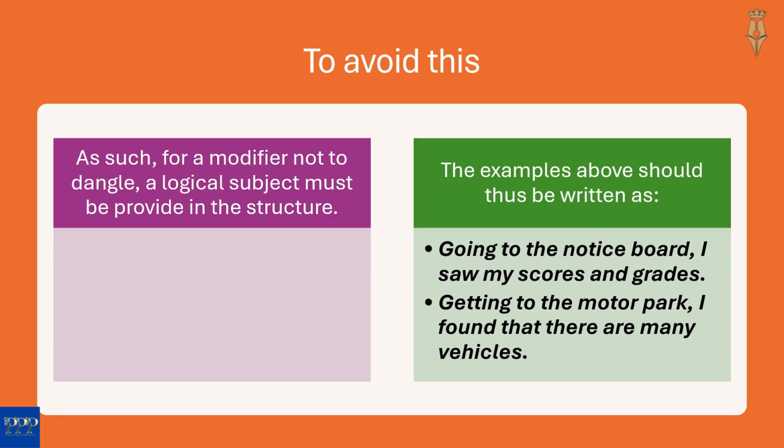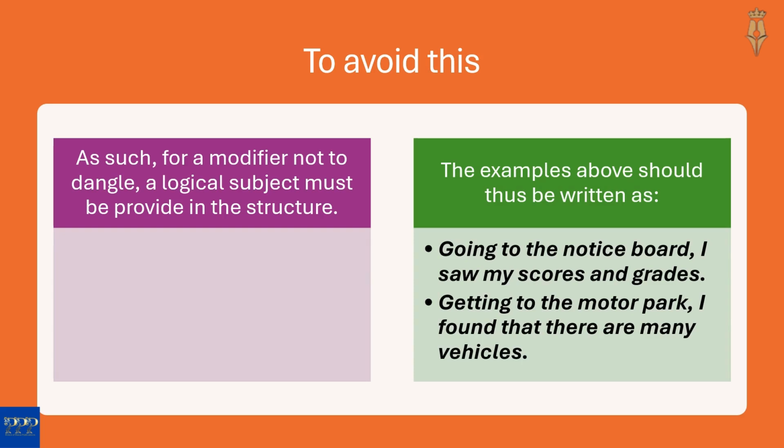Now let's look at the examples that we had above. Those examples above should thus be written as: going to the notice board, I saw my scores and grades. So that means I was the one that went to the notice board, and I was the one that also saw my scores and grades. Now let's look again at: getting to the motor park, I found that there are many vehicles. So it shows that I was the one that got to the motor park, and I was the one that found that there are many vehicles.